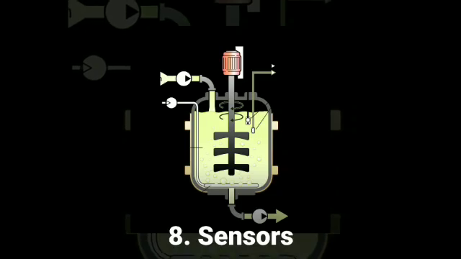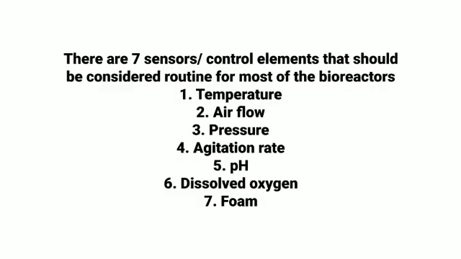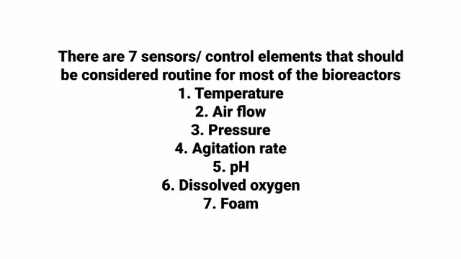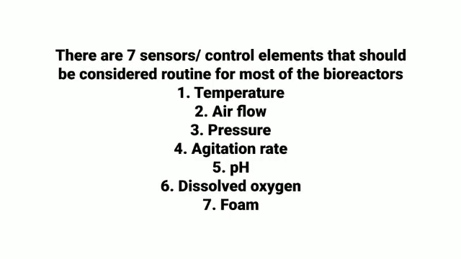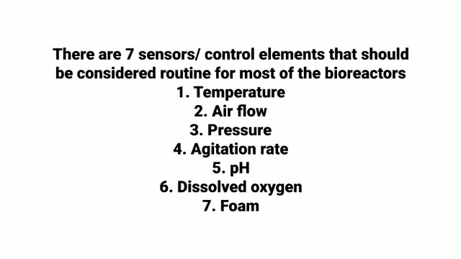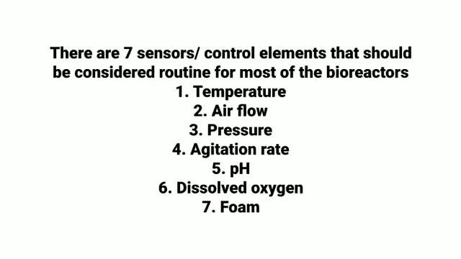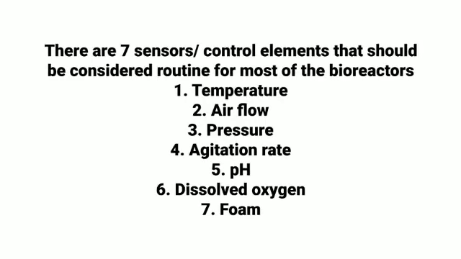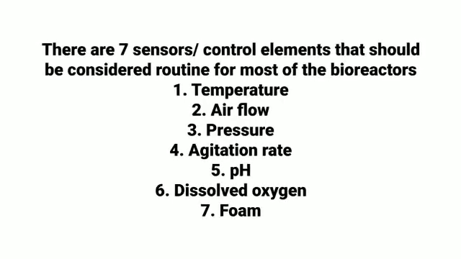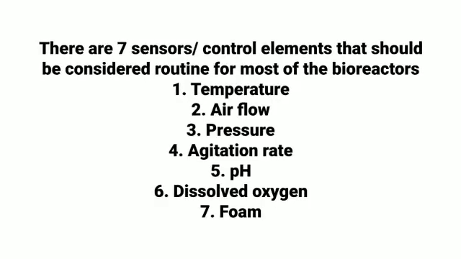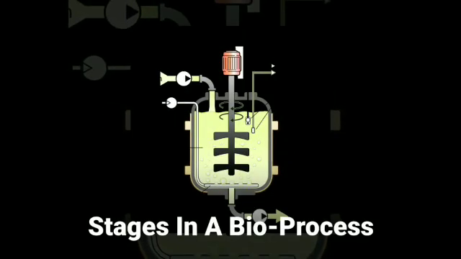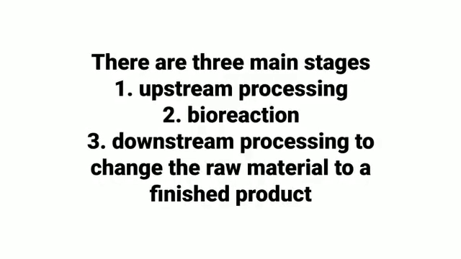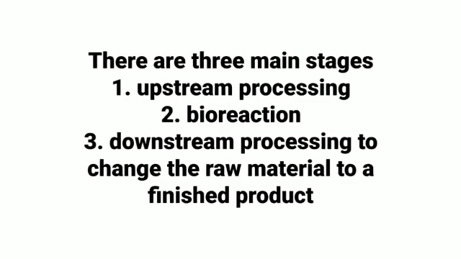Eighth one, sensors. There are 7 sensors or control elements that should be considered routine for most of the bioreactors. They are temperature, airflow, pressure, agitation rate, pH, dissolved oxygen, and foam. Stages in a bioprocess. There are three main stages: upstream processing, bioreaction, and downstream processing.